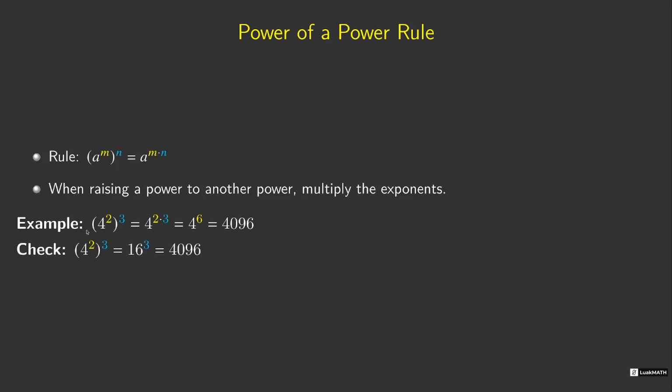Now let's compute it using a traditional method. You see that we can compute the bracket first. So 4 squared, when we compute that, we get 16. And then now we raise 16 to 3. And when you plug that into your calculator, you should also get 4,096.